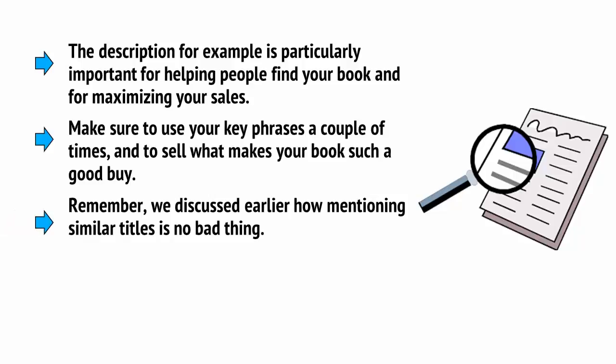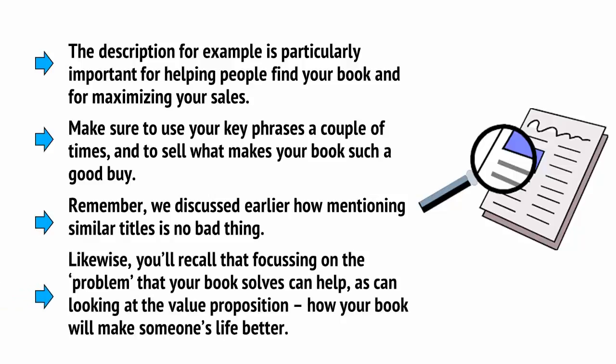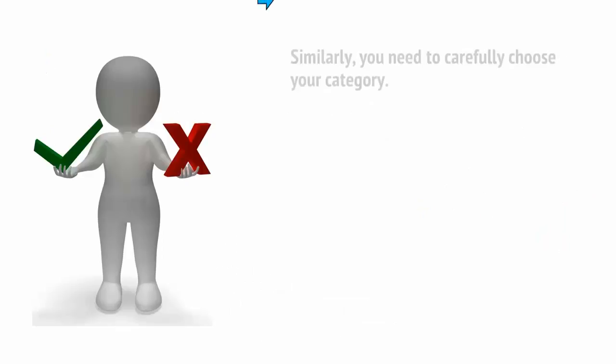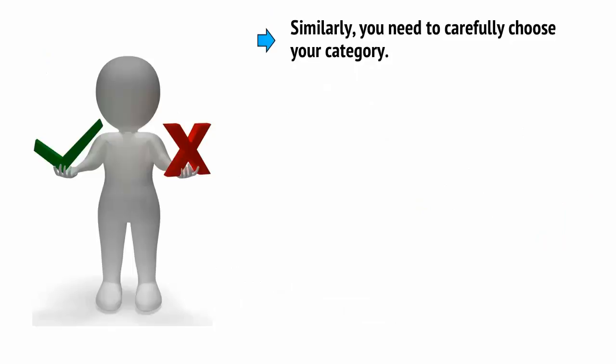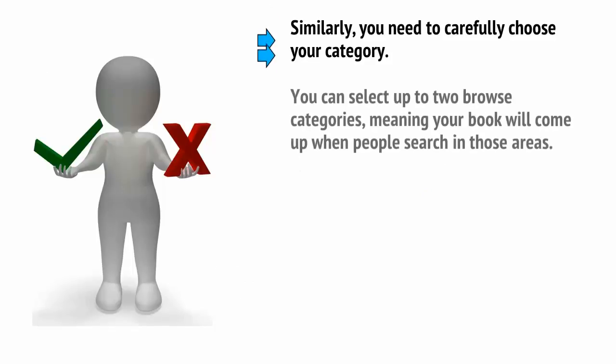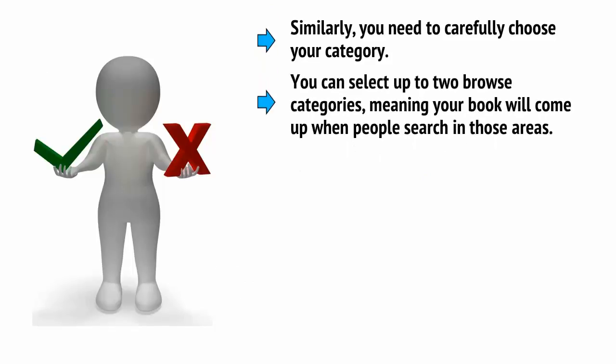Remember, we discussed earlier how mentioning similar titles is no bad thing. Likewise, you'll recall that focusing on the problem that your book solves can help, as can looking at the value proposition, how your book will make someone's life better. Similarly, you need to carefully choose your category. You can select up to 2 browse categories, meaning your book will come up when people search in those areas.